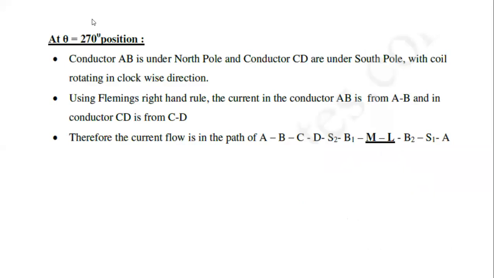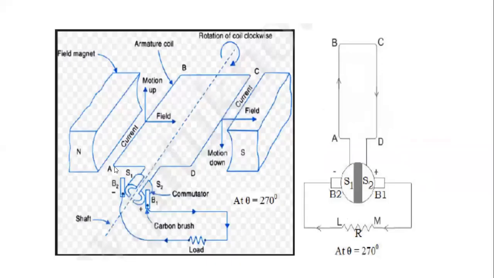Okay, when we are observing the second position, AB conductor is in the north pole side and CD conductor is in the south pole side. Okay, this is the rectangular conductor. That rectangular conductor is connected by the commutator segments. Okay, these are the commutator segments. At these commutator segments, we are connecting the brushes, that is B1 and B2.